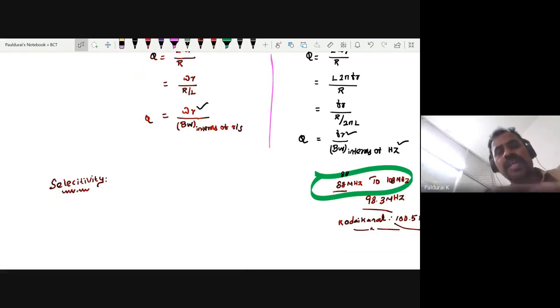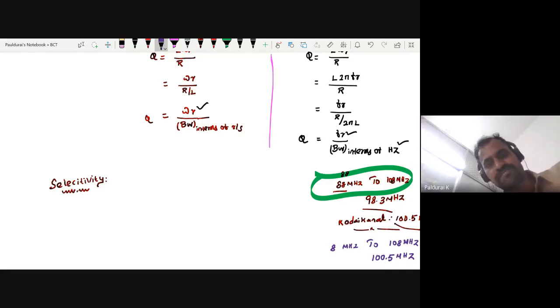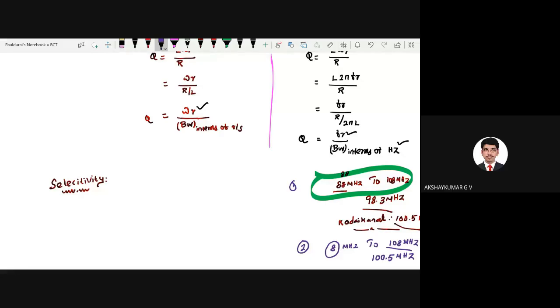Suppose, let me give one more example. Suppose the range is 8 megahertz to 108 megahertz. This time I am asking you the same task. You want to fix Kodaikanal FM, but you don't know that frequency. This time what will you do? You have to start from 8 megahertz. What's the bandwidth this time? The bandwidth is almost 100 megahertz. So it is very high. So which one is easy, the first one or the second one? The first one, sir.